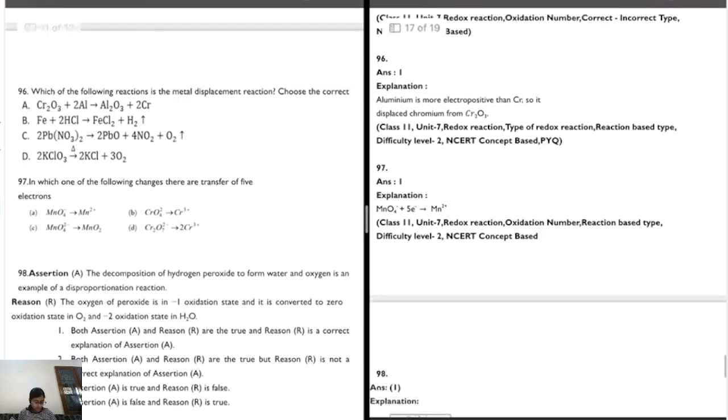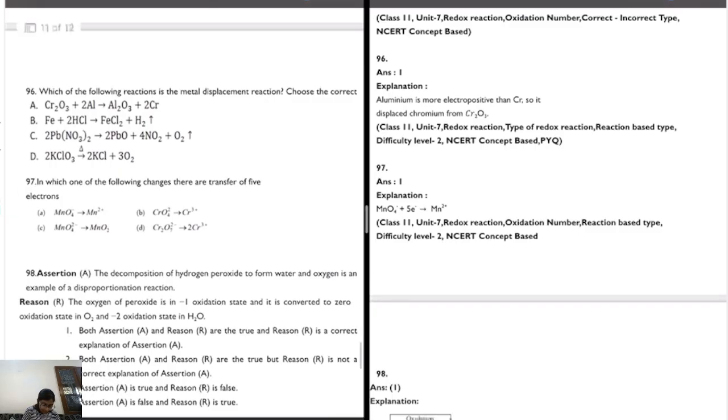In the next question, which of the following reactions is the metal displacement reaction? See, here aluminium is also a metal and Cr also, and aluminium is displacing Cr. So yes, this is the correct option. In the others, this is not the case. This is the correct answer.